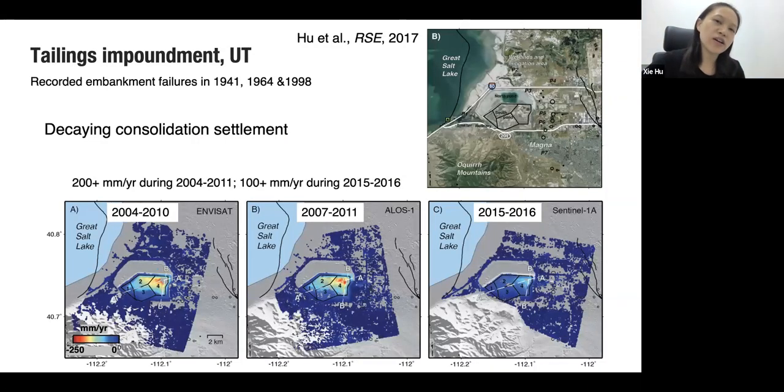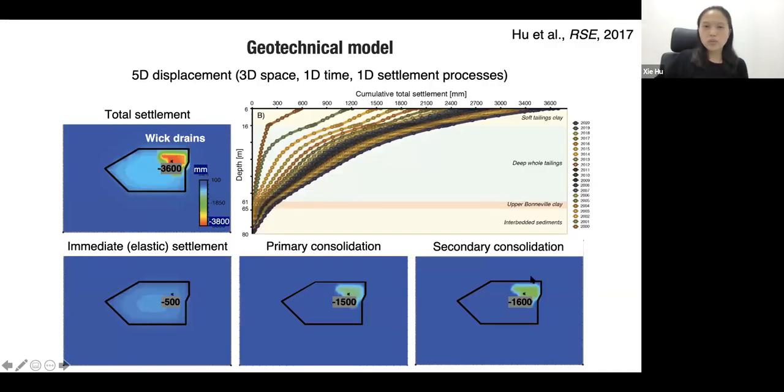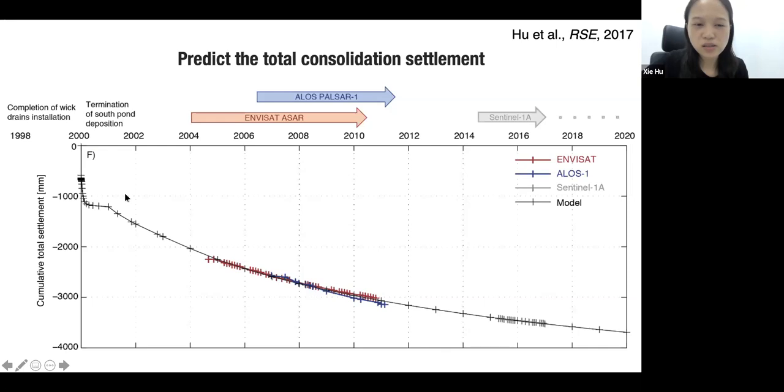As for the tailings impoundment itself, there have been at least 3 embankment failures. And we use 3 satellites to map the displacement fields, and they all agree on the compaction peak, which is located at the northeast corner. But the rate has decreased from 200 millimeters per year during 2004 to 2011 to 100 millimeters per year during 2015 to 2016. And we also applied a geotechnical model to simulate the 3-dimensional displacement in space, time, and settlement process. And these displacement profiles can be well explained by InSAR observations. Generally, it is decelerating as the pressure gradually dissipates, and this model can also predict its development.